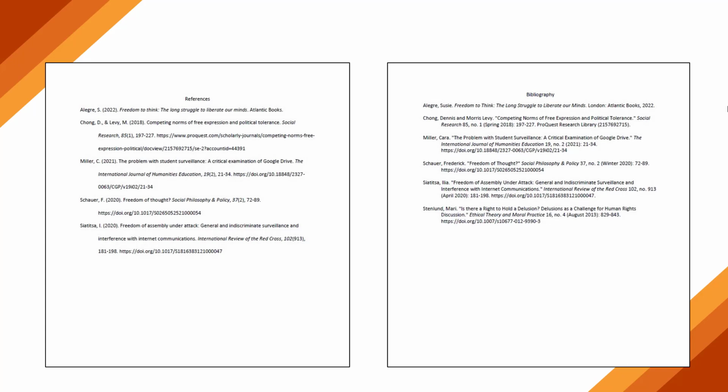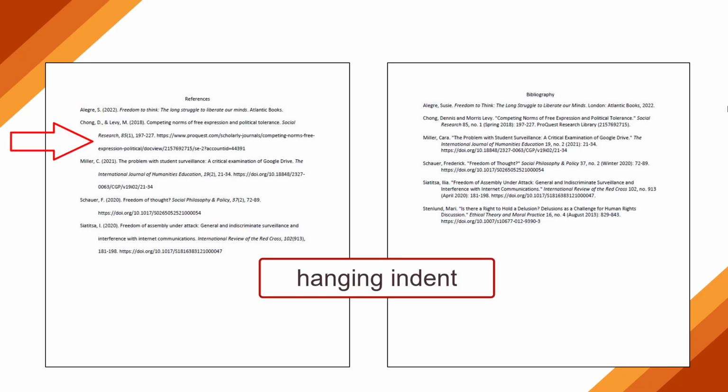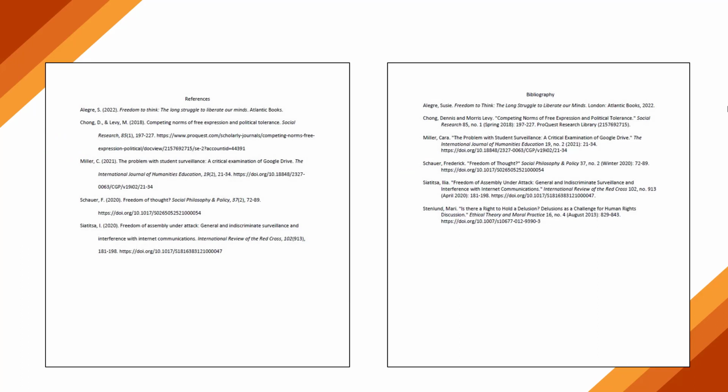At first glance, they look pretty similar. In both cases, the entries are in alphabetical order, and in both cases, the entries have a hanging indent. This means the first line is at the margin, and the following line or lines are indented to the right, pushed over a bit. But there are also many differences between APA and Chicago.